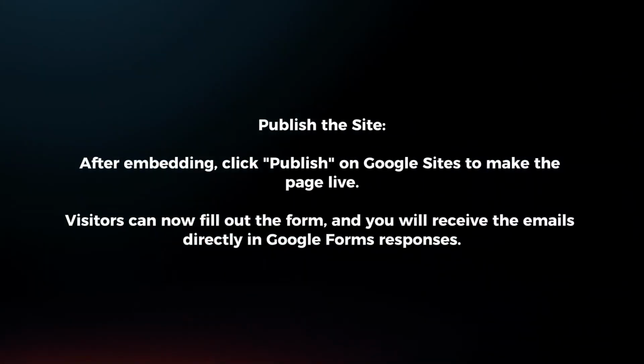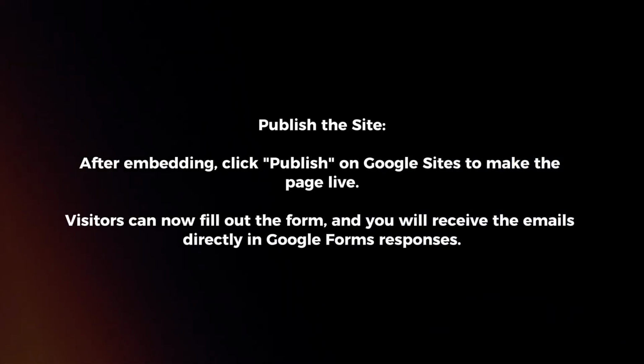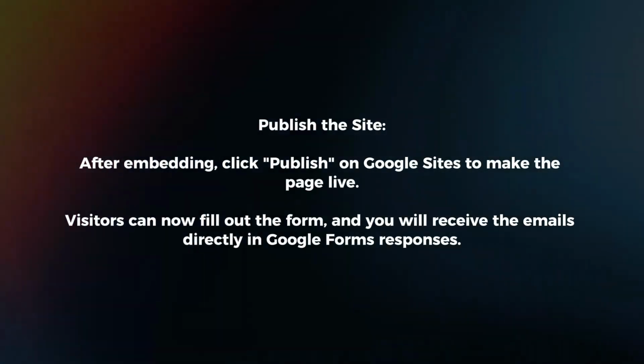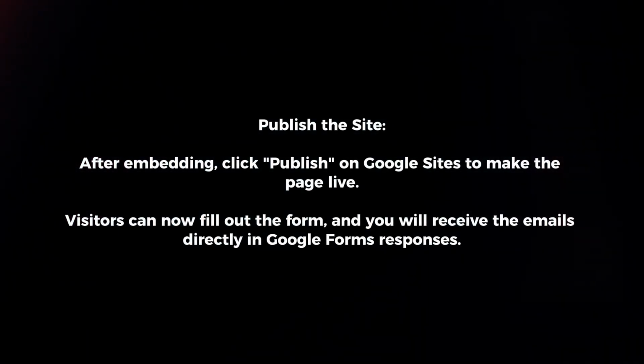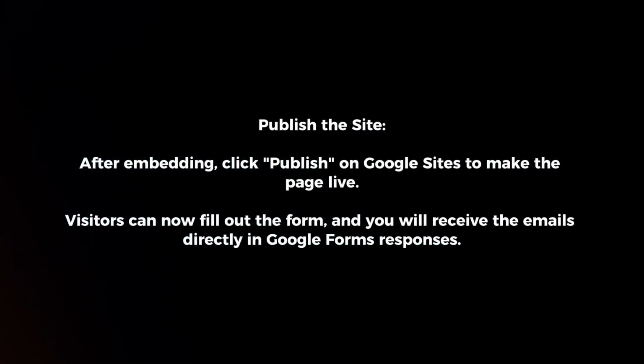Publish the site. After embedding, click Publish on Google Sites to make the page live. Visitors can now fill out the form, and you will receive the emails directly in Google Forms responses.